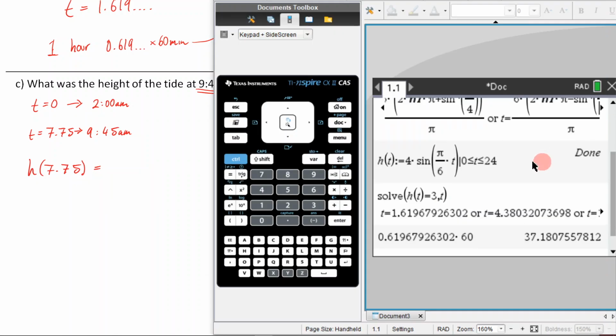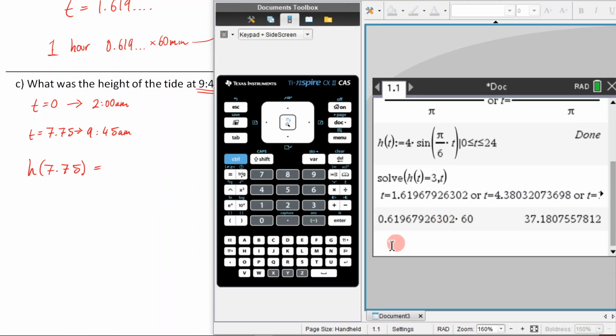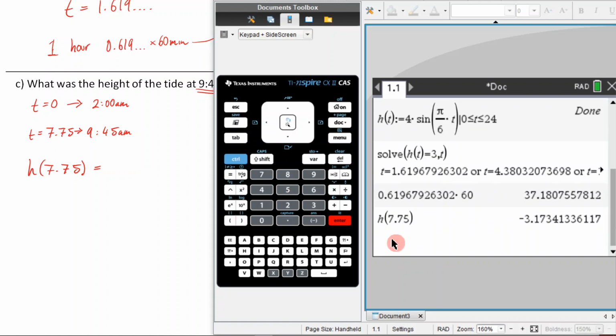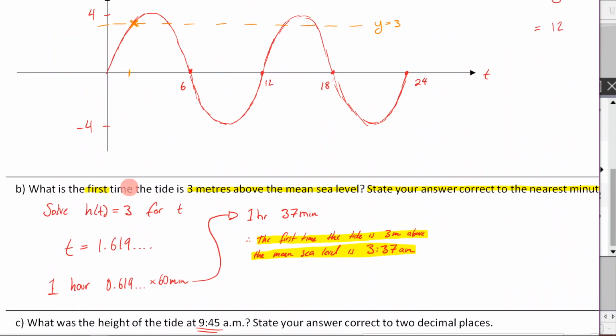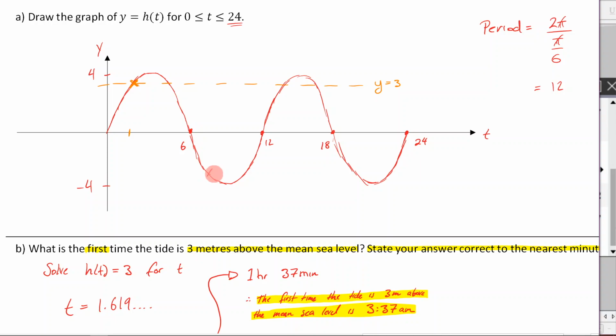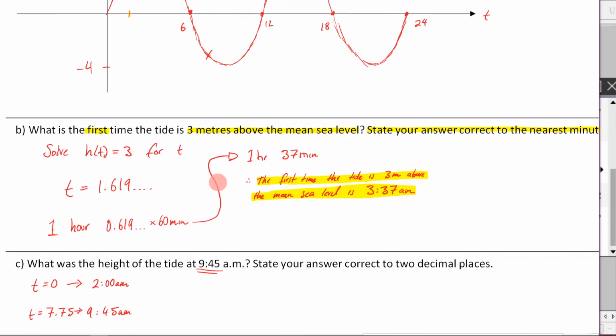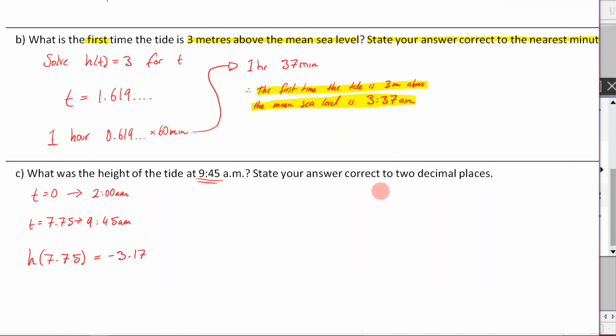So I'm going to come to my CAS, and I've already defined it, so now I'm just going to put in 7.75, and that's going to be negative 3.17. So negative 3.17. Because it's negative, it means it's below the x-axis, obviously. So it's going to be, if that's 6, it would be about here. So let's write in our final answer, then we'll go back to our CAS and I'll show you a few more things on your CAS.